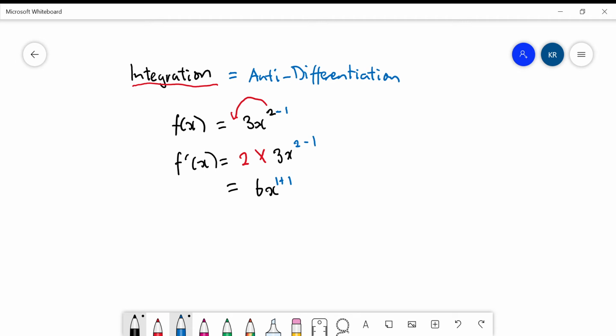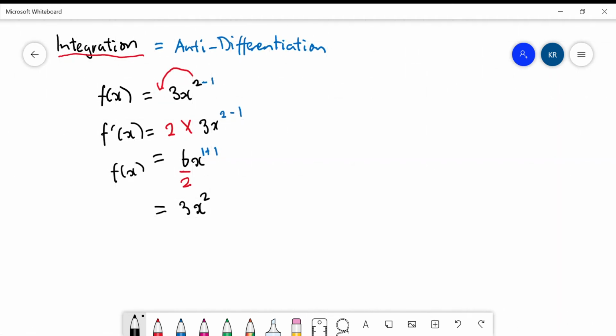Before, in differentiation, we took down the power and multiplied the coefficient with that. But in integration, instead of multiplying, we do the opposite, which is divide. So divide the coefficient by the new power, and you get 6 divided by 2. So that's f of x. 6 divided by 2 is 3, and x to the power of 1 plus 1 is x squared. As you see, we're back to our original function, which was f of x is equal to 3x squared.